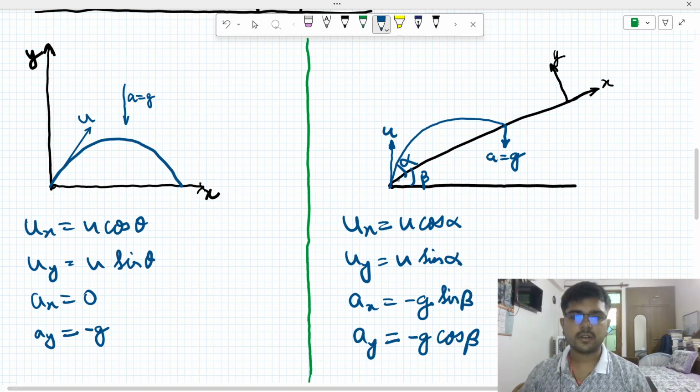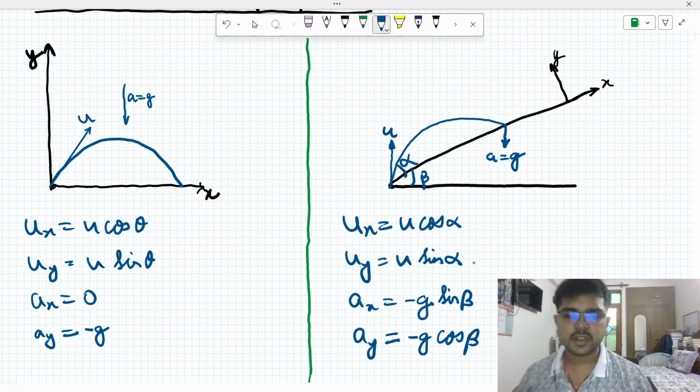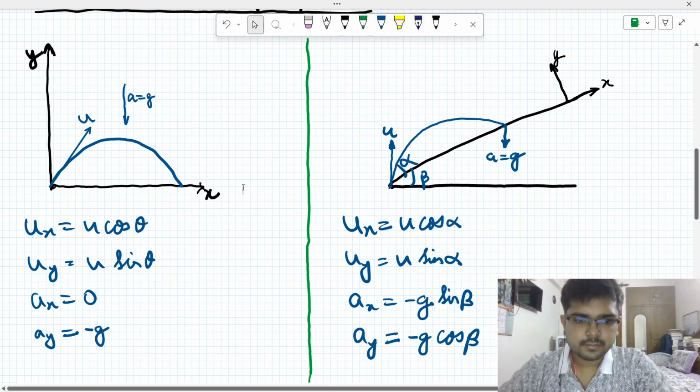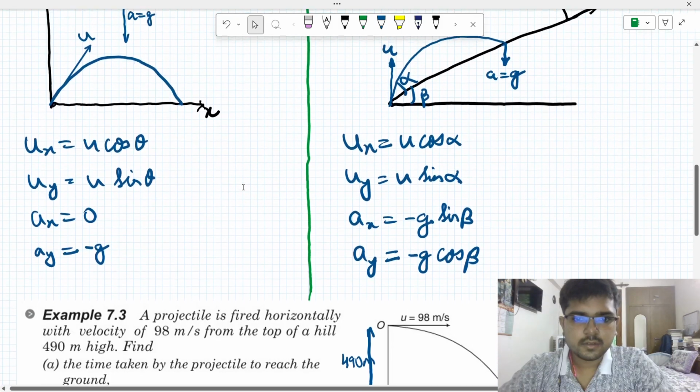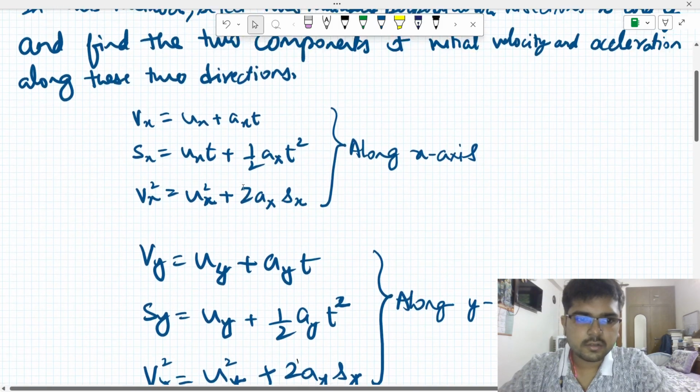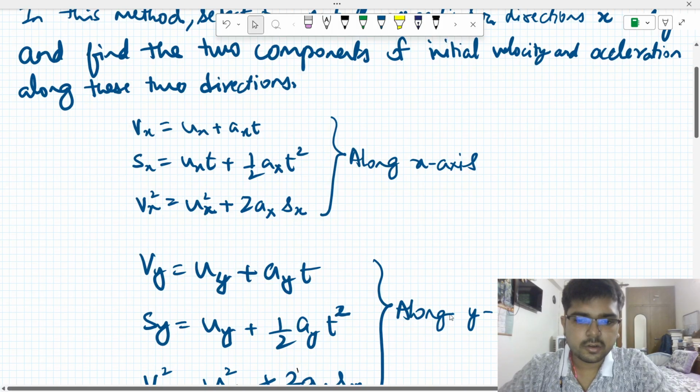Now, a projectile thrown at an angle on an inclined plane. For an inclined plane, the values to be used are ux is equal to u cos alpha, uy is equal to u sin alpha, ax is equal to minus g sin beta, and ay is equal to minus g cos beta. So these are the equations to be solved along the x-axis and along the y-axis.